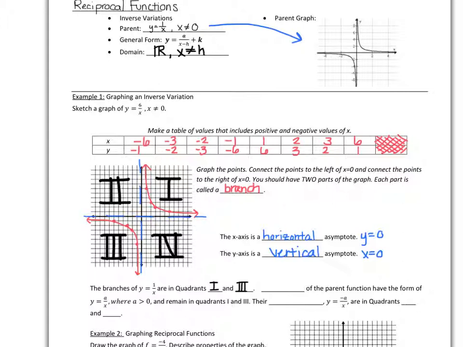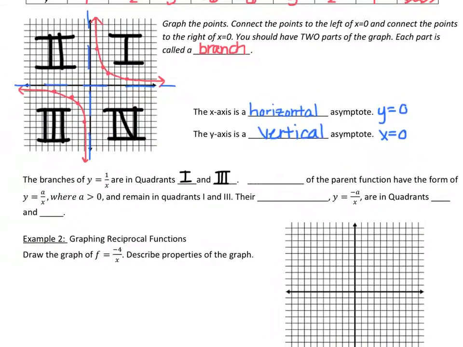Okay. So the branches of your parent function, which is this one up here, you see those are in quadrant 1 and 3. So that's what most of your equations are going to be, 1 and 3. Like this one, they're in quadrant 1 and quadrant 3. If we change the a value, which we did for this one, that is called a stretch. Okay, so a values, same as usual, cause a stretch.